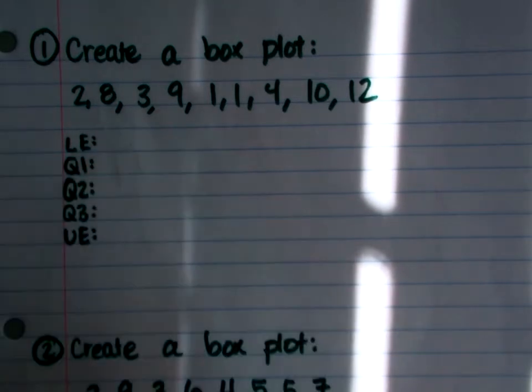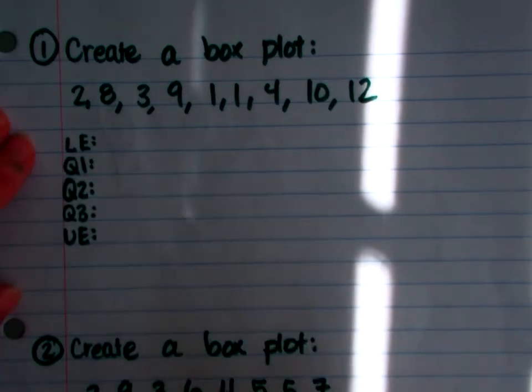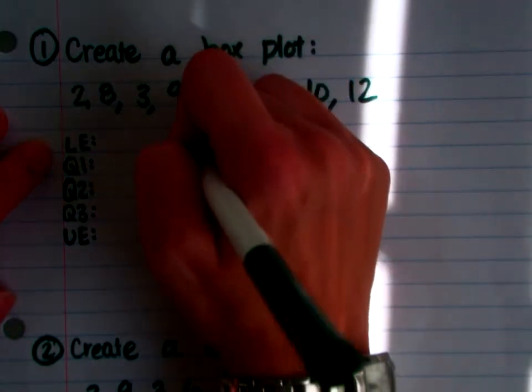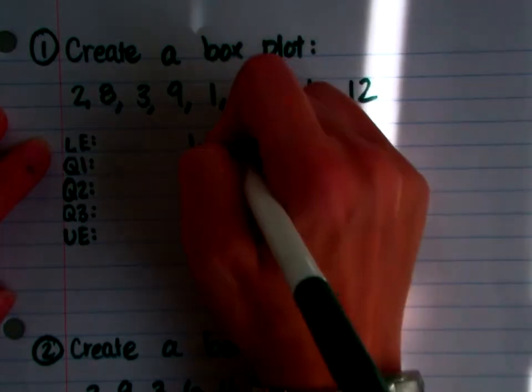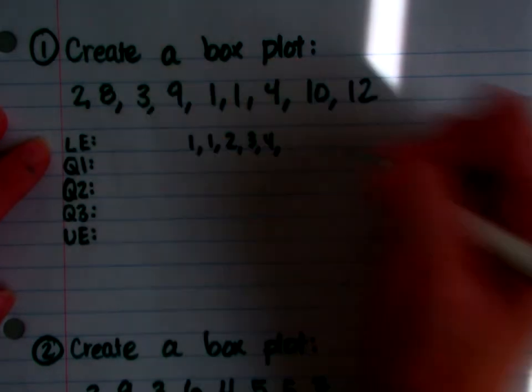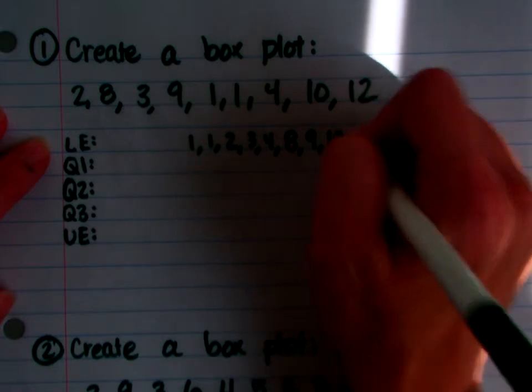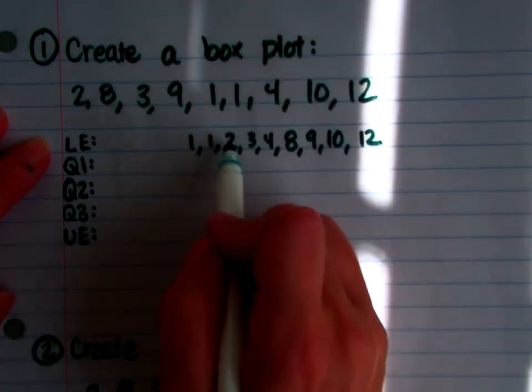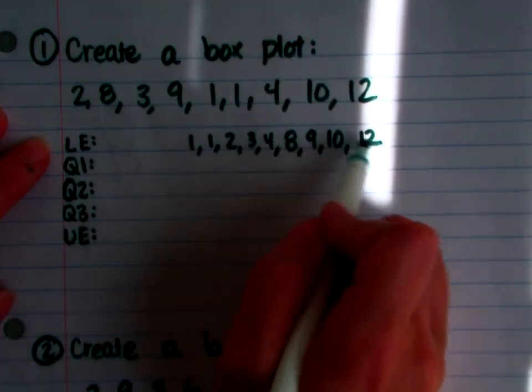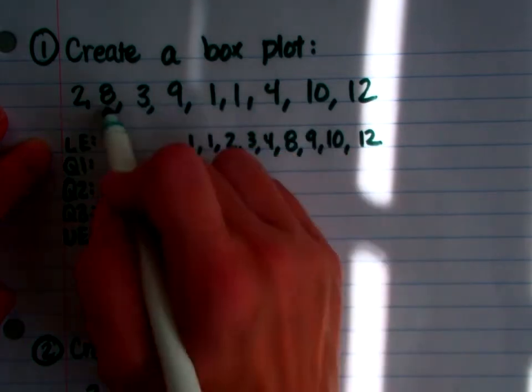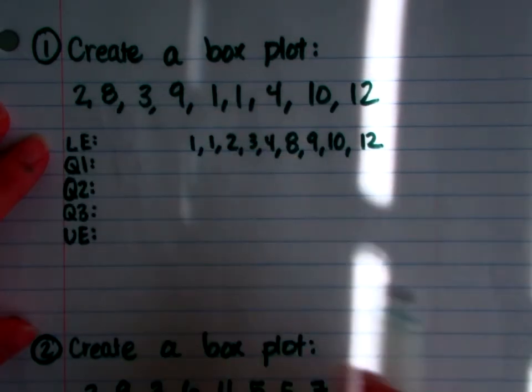When you create box and whisker plots, you need to make sure that the data is in numerical order from least to greatest. So I'm going to start by actually putting this in order. So 1, 1, 2, 3, 4, looks like 8 is next, 9, 10, and 12. So good, I've got all my data represented.